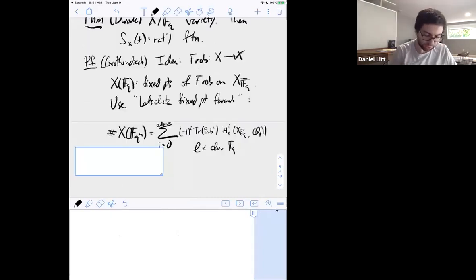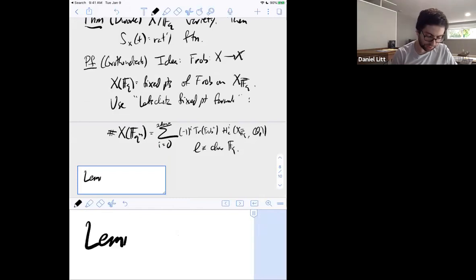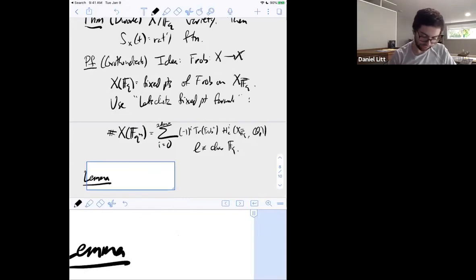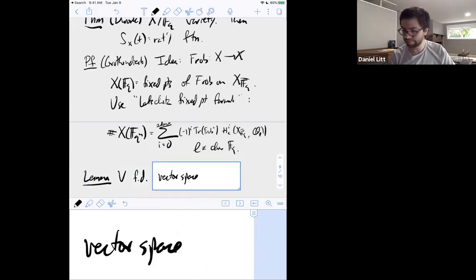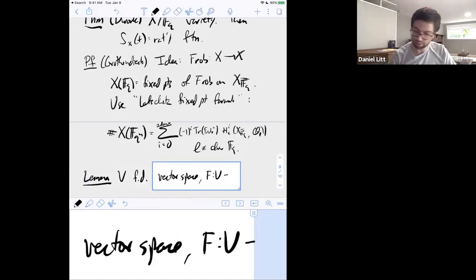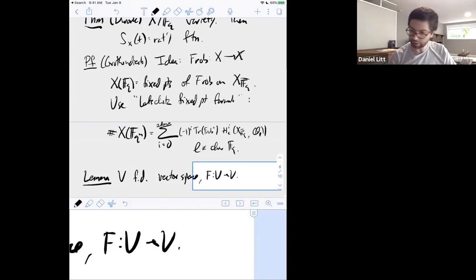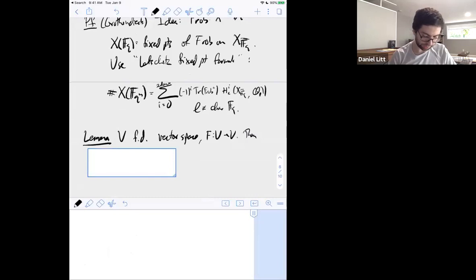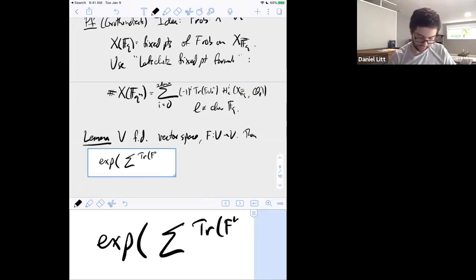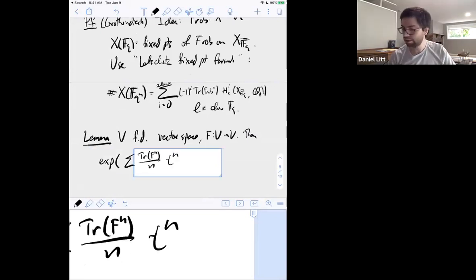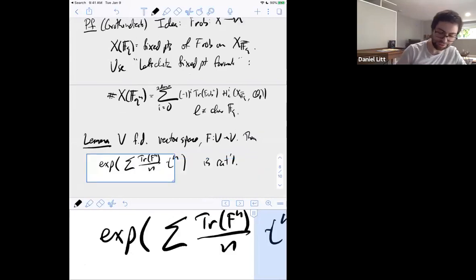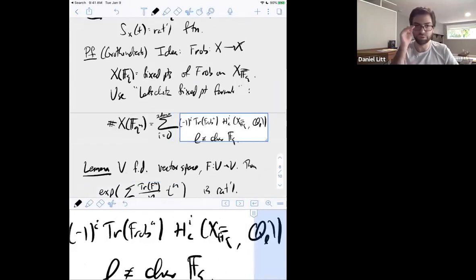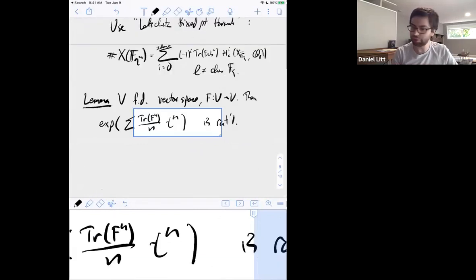Okay, and then once we have this formula, what's the fundamental lemma? The lemma is that if V is a finite dimensional vector space, and F from V to V is a linear map, then the following formula, exp of the sum of the trace of F^n over n times t^n, is rational. Hopefully this formula looks like the zeta function if you rewrite it in terms of this Lefschetz fixed point formula. So are there any questions about why the lemma should imply the theorem?